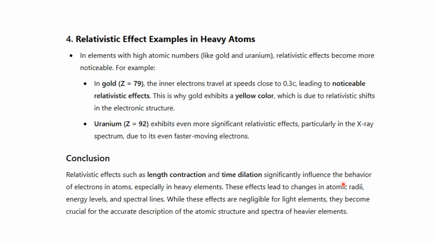So relativistic effects like length contraction and time dilation significantly influence the behavior of electrons in atoms, especially in heavy elements. These effects lead to changes in atomic radii, energy levels, and spectral lines. जो light elements होते हैं उनमें ये effects negligible होते हैं. They become crucial for accurate description of atomic structure and spectra for heavier elements. So this is all we have.